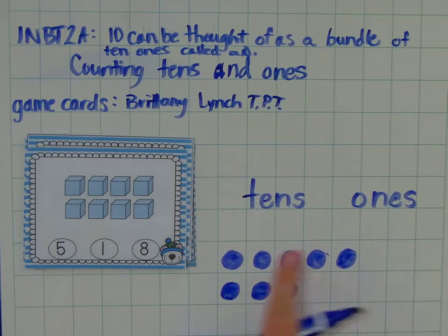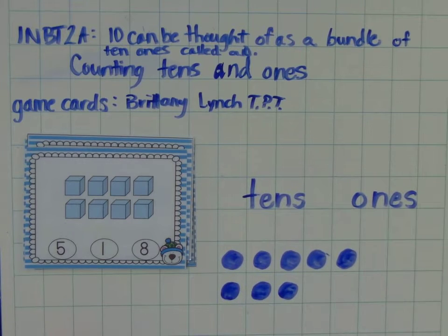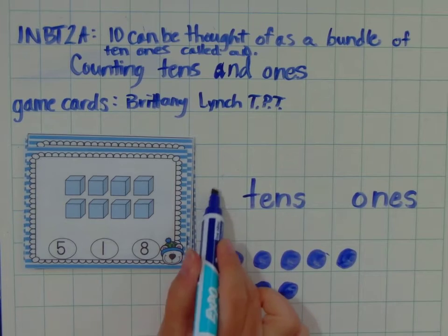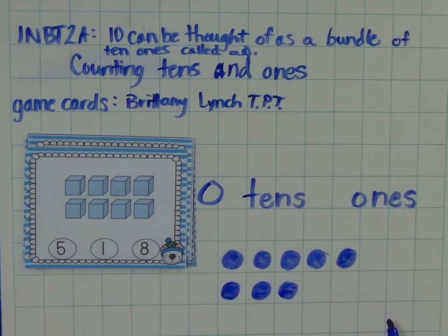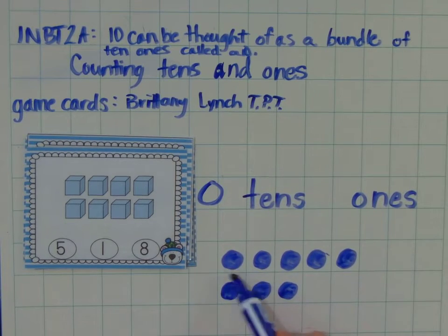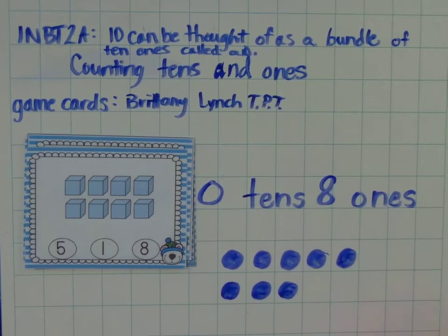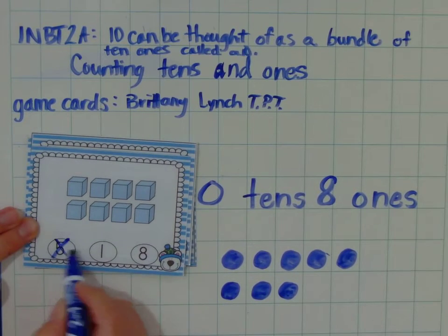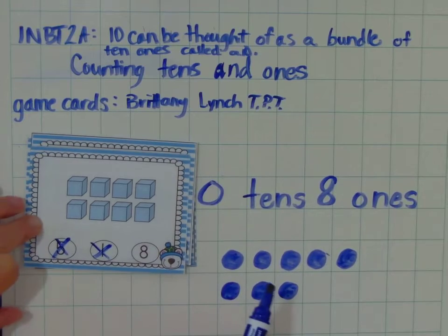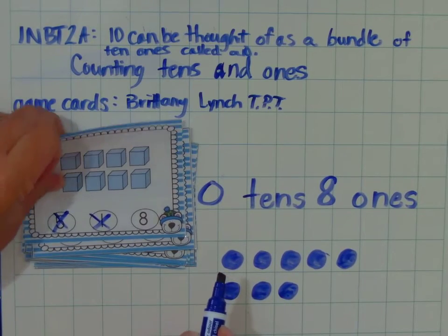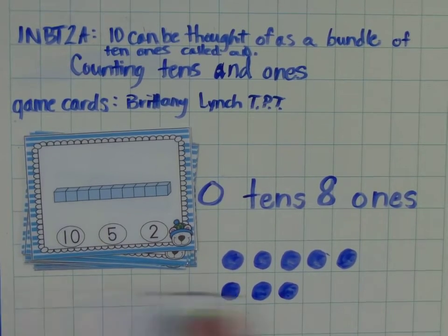Here they have 8. Here I have 8. Do I have any tens? No, I have 0 tens. How many ones do I have? 5, 6, 7, 8. I have 8 ones. I do not have 5. I do not have 1. I have 8 ones. Next problem.